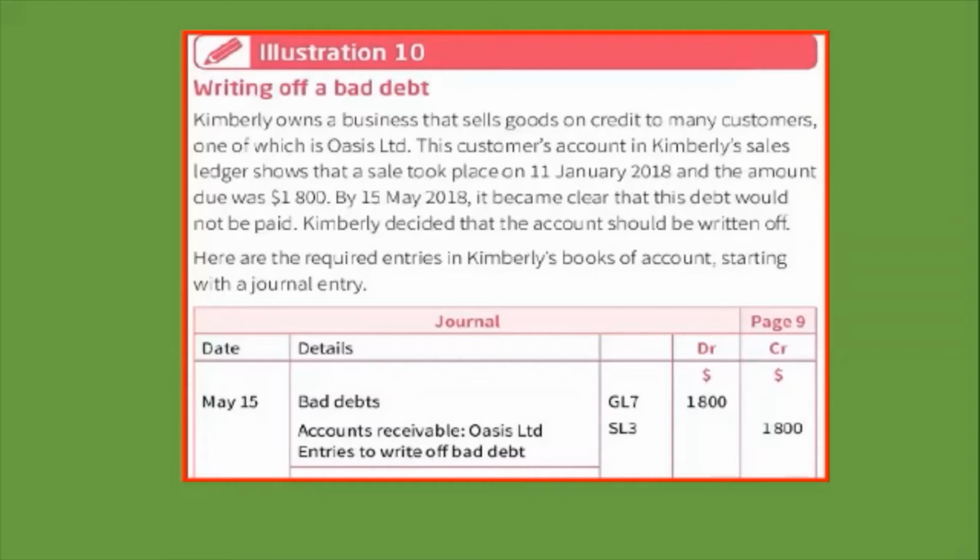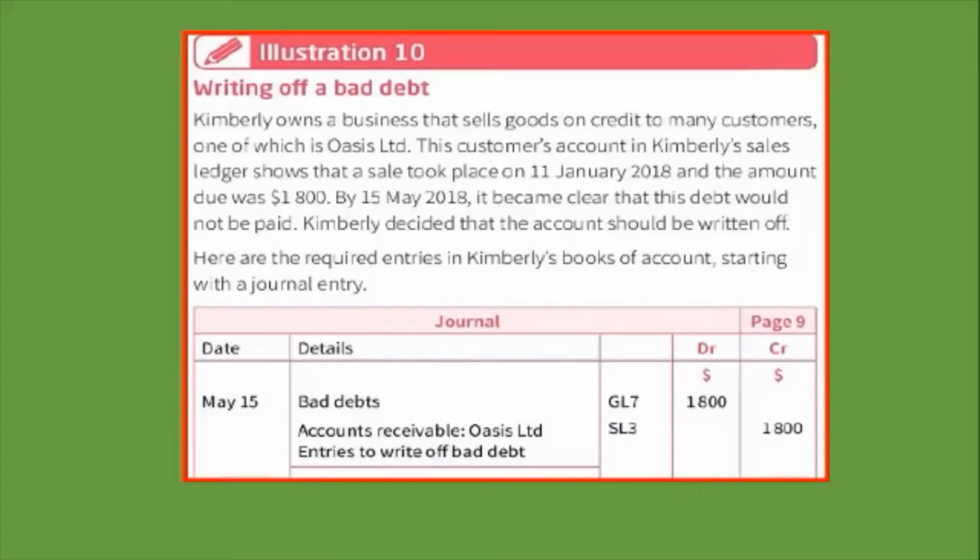Okay, so the customer's account in Kimberly's sales ledger shows that a sale took place on 11 January 2018 and the amount due was $1,800. By 15 May 2018, it became clear that this debt would not be paid. Kimberly decided that the account should be written off. Here are the required entries in Kimberly's books of accounts, starting with a journal entry.